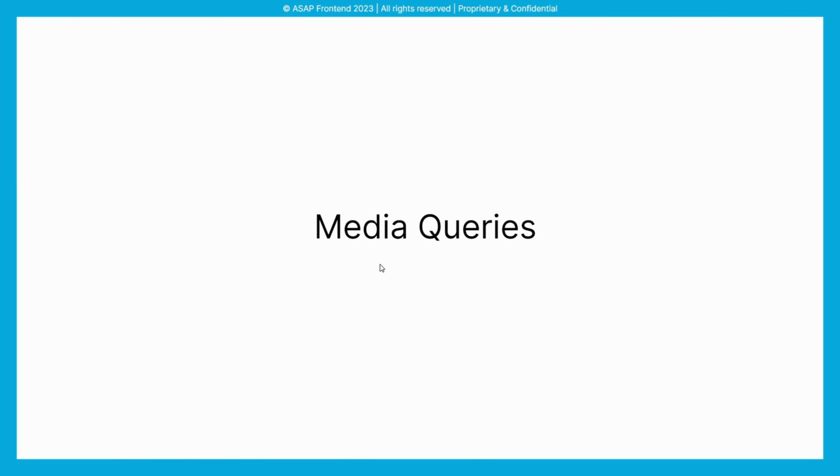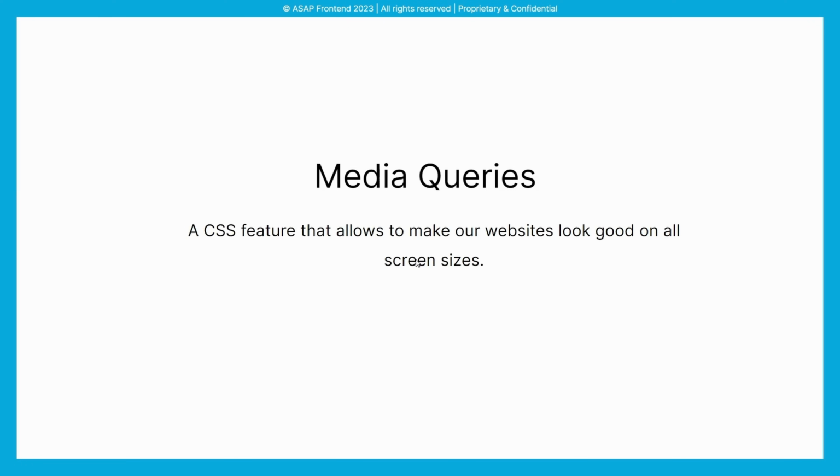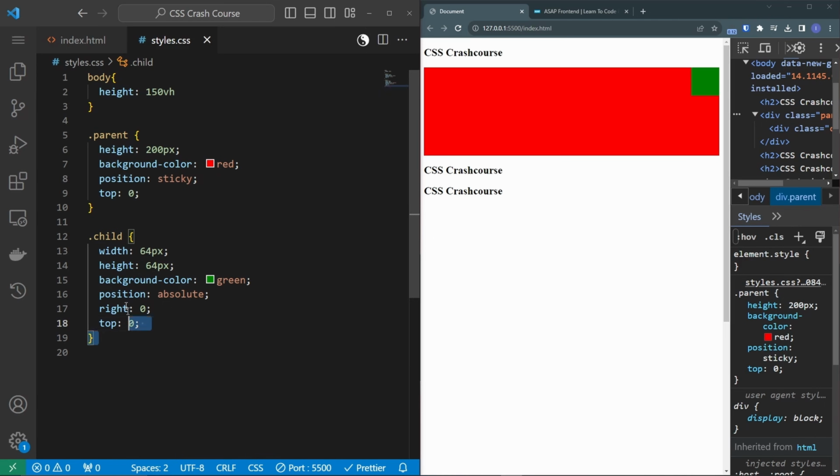Now we're going to be moving on to our next topic, which is media queries. But what are media queries? Well, media queries are a CSS feature that allows us to make our website look good on all screen sizes, no matter how big or how small. So let's jump back into our code.